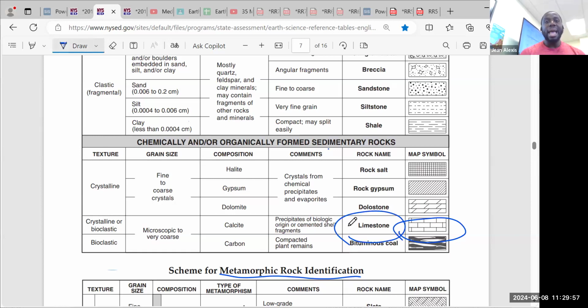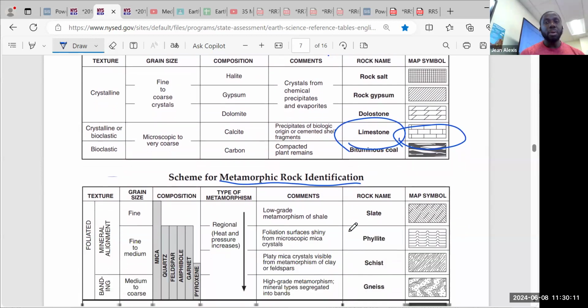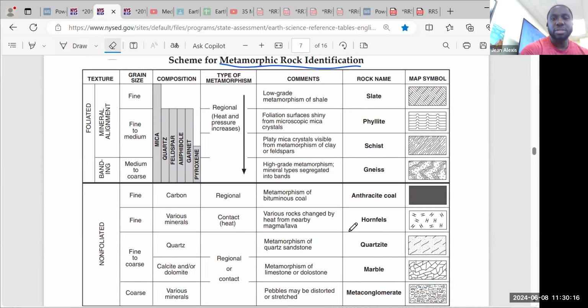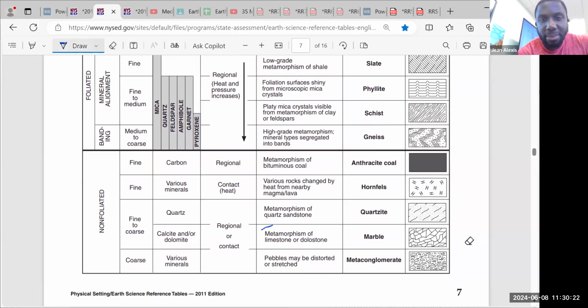So that means that I have to look for a metamorphic rock that, when contact metamorphism occurs on limestone, it changes to this rock. What metamorphic rock started off as limestone and went through contact metamorphism? What rock? Marble. You see how it says right here, metamorphism of limestone? So marble is one answer. What is another answer you could have said besides marble?